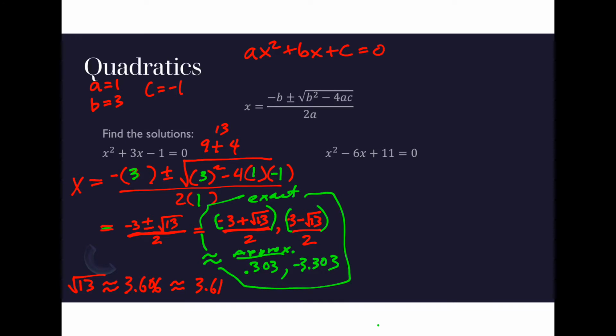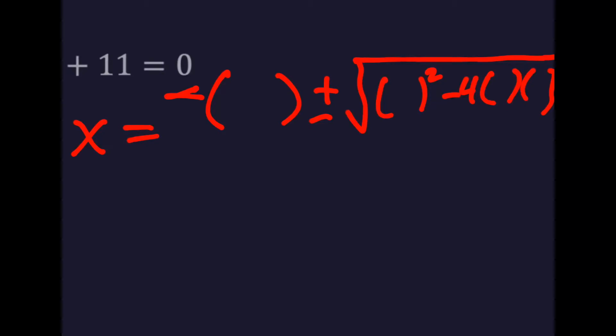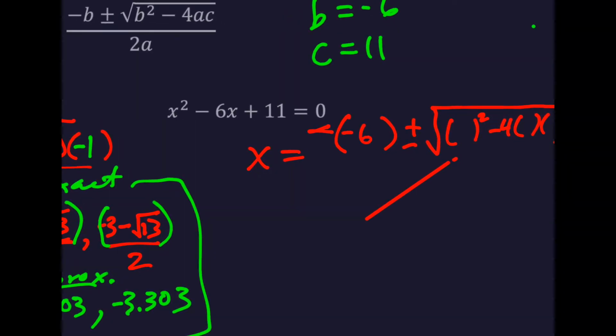Okay, let's look at our last problem here, where I've discerned A to be 1, B equal to -6, and C to be 11. We'll write out this negative parenthesis plus and minus square root parenthesis squared minus 4 parenthesis. And okay, so then we see B is equal to -6, so that's going to go here and here.